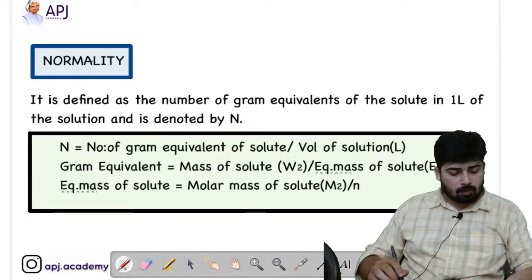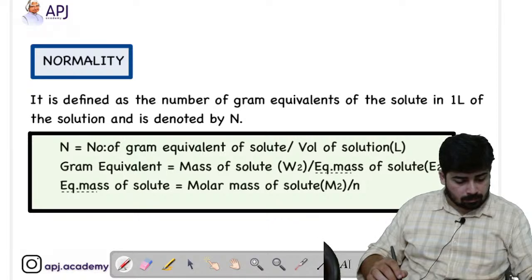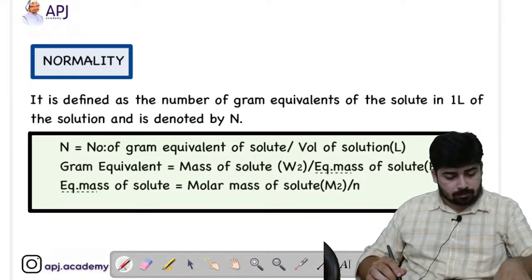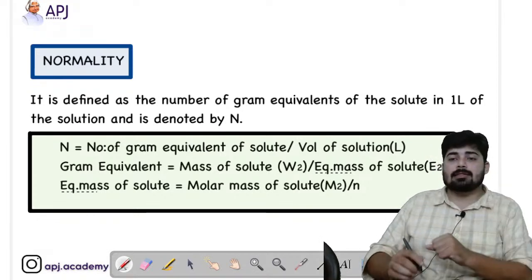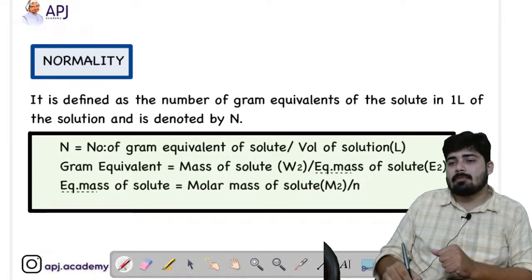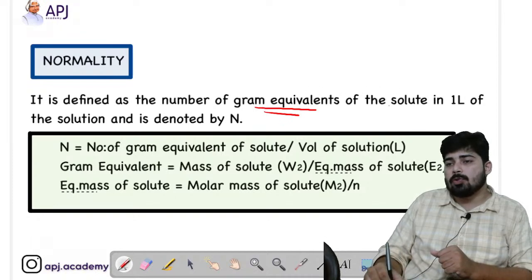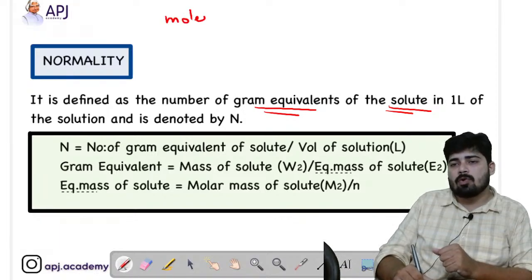Now we'll be moving on to the next concentration term, that is normality. Okay students, so what is normality? Normality is defined as the number of gram equivalents of the solute in 1 liter of the solution and is denoted by N. See here, instead of moles we are using gram equivalents.